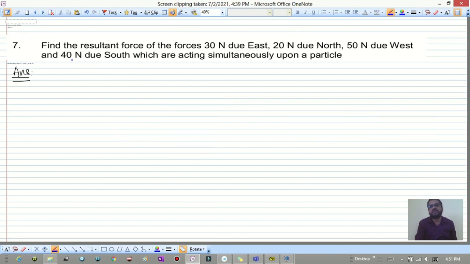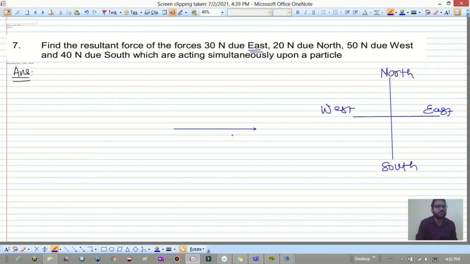Seventh question, as you can see, find the resultant force of forces 30 Newton due east, means one force is in the east direction, right? So I'll just draw the direction over here. Those who have confusion in the direction, they can refer this. So this is the east direction which we have, this is the north direction, this is the west direction, and this is the south direction.